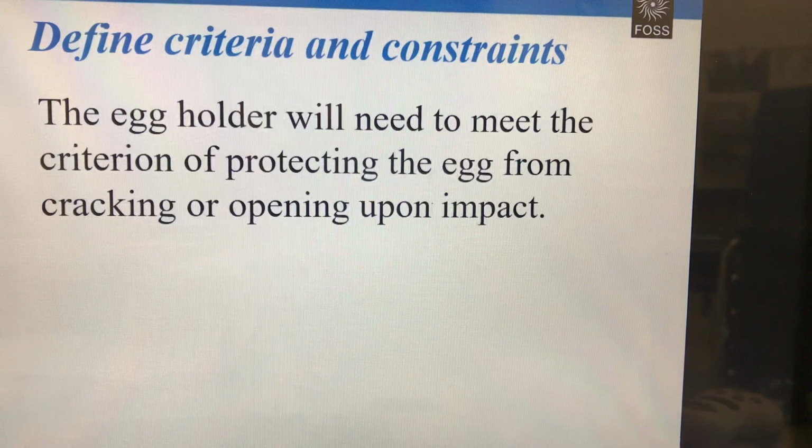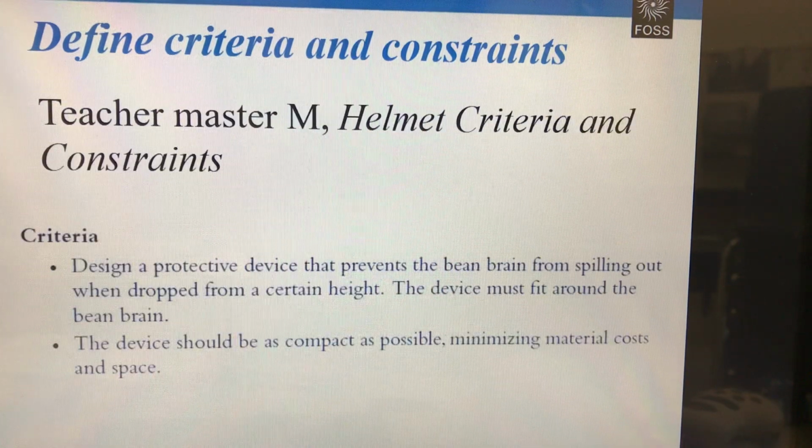Their egg holder will need to meet the criterion of protecting the egg from cracking or opening upon impact. So we're going to have the criteria of designing a protective device that prevents the bean brain from spilling out when dropped from a certain height. It's going to be from the top of a ladder. The device must fit around the bean brain. It should be as compact as possible, minimizing material costs and space.